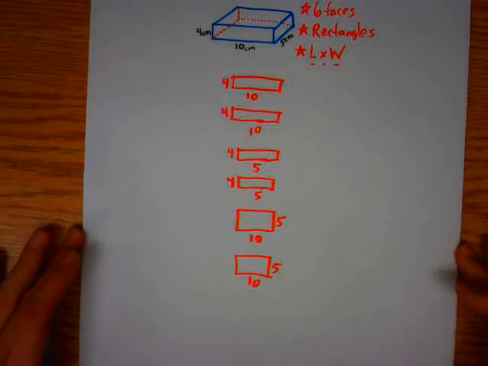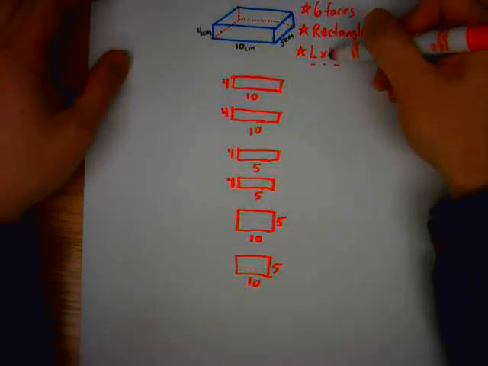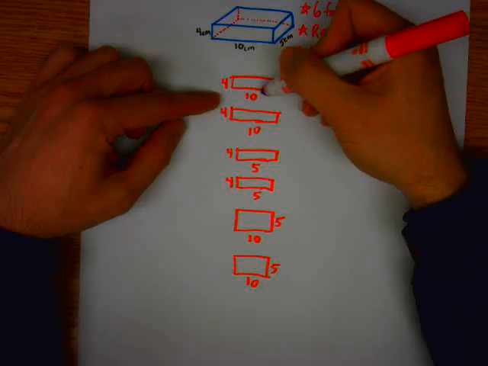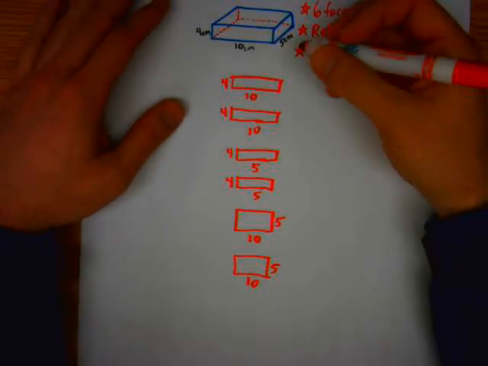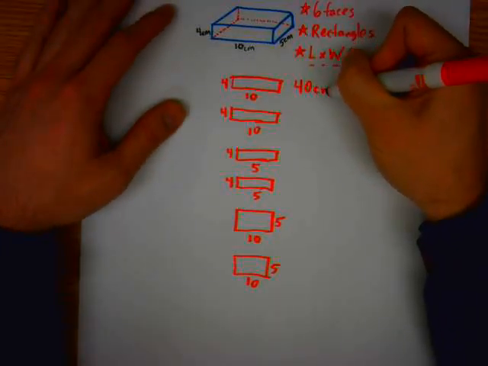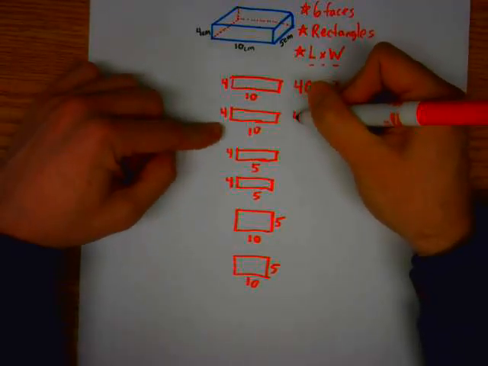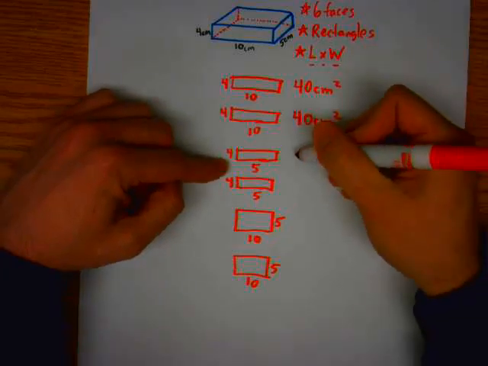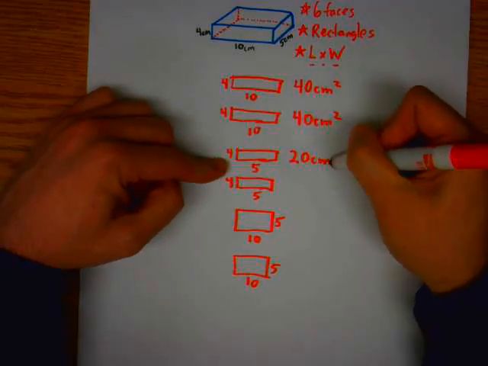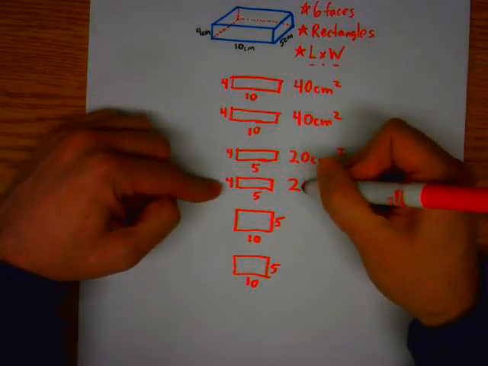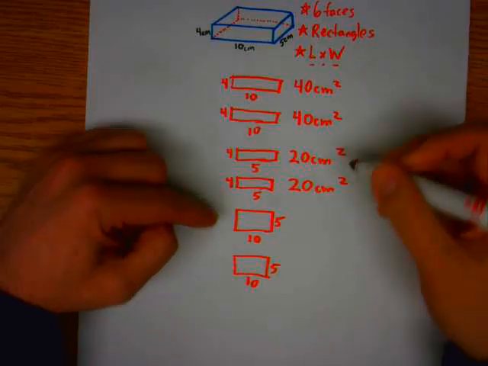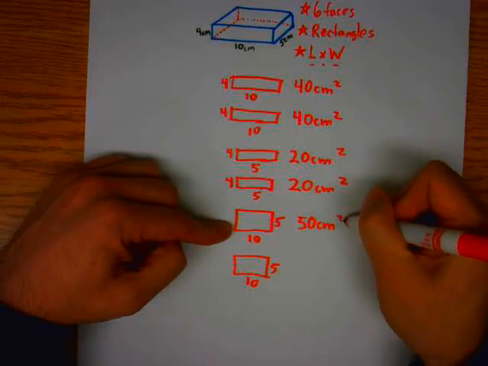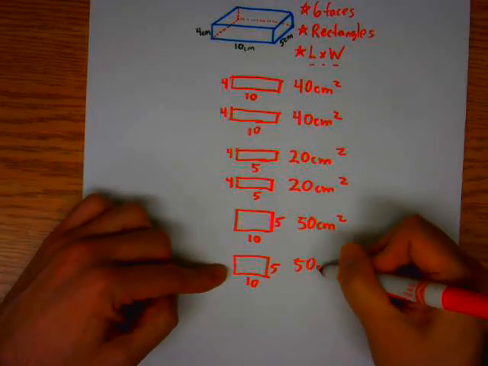Now that we figured it out, now we need to do our length times width of all our rectangles to find our total. So here we do our length, which is 10 times our width with 4, which makes 40 centimeters squared. We have another one here, which is 4 times 10, which is 40 centimeters squared. 4 times 5, which is 20 centimeters squared. Another 4 times 5, which is 20 centimeters squared. Another 10 times 5, so this would be 50 centimeters squared. And our final one is 50 centimeters squared again.